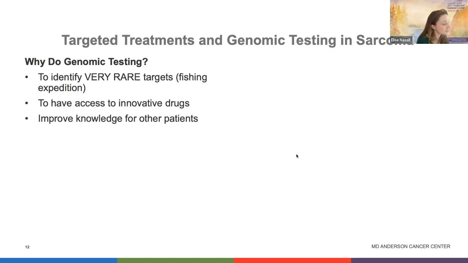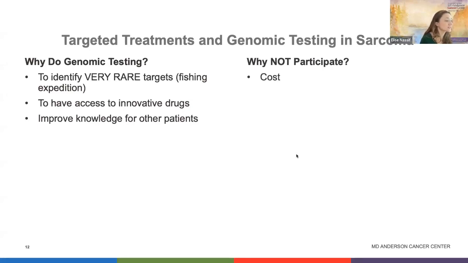Another reason is to actually improve knowledge for other patients, as sarcomas are rare. We have rare subtypes, and helping us characterize which subtypes of sarcomas actually have certain types of mutations is helpful for the drug development pipeline, to know which drugs we can prioritize and which drugs are worth investigating for our sarcoma patients. Why not do the genomic testing?